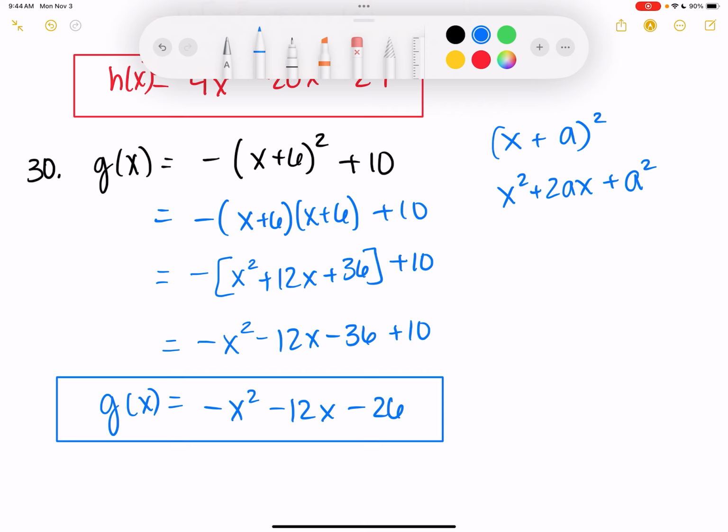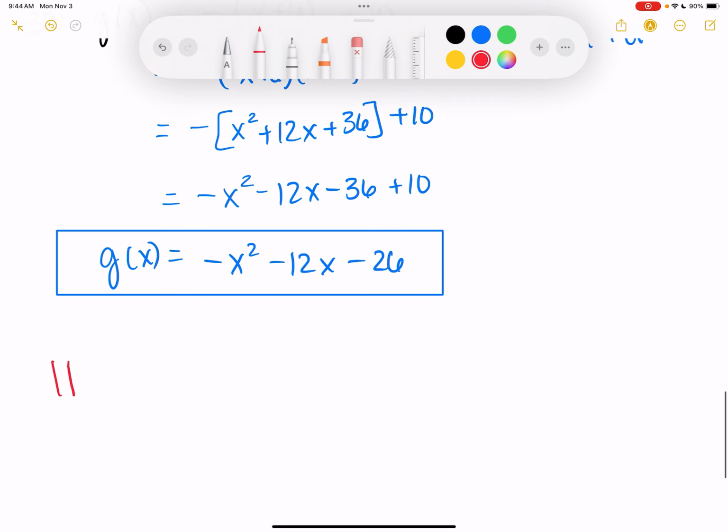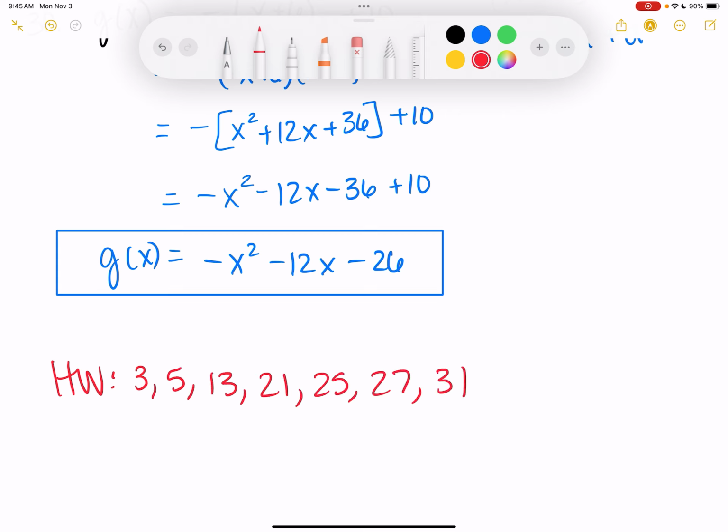Questions, comments, or concerns? All right, problems 3, 5, 13, 21, 25, 27, and 31.